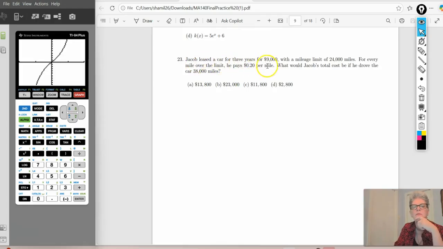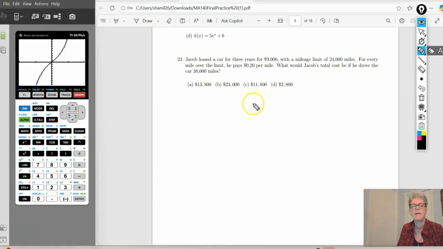Jacob leased a car for 3 years for $9,000 with a mileage limit of 24,000 miles. For every mile over the limit, he pays a fee of 20 cents per mile. What would Jacob's total cost be if he drove the car 38,000 miles? Okay.